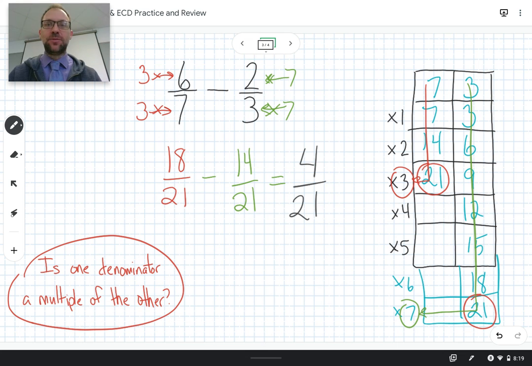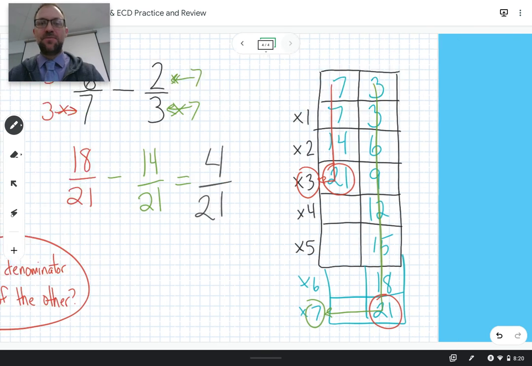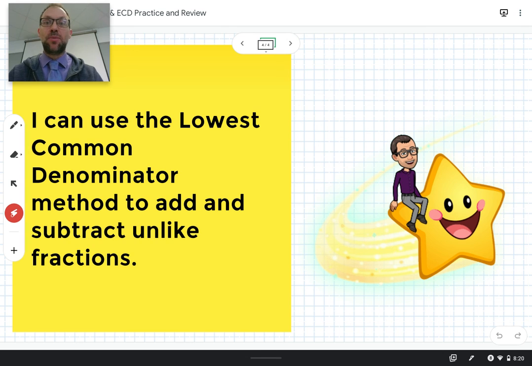And we've added and we've subtracted unlike fractions using the lowest common denominator method. All right, I'm going to work with you today if you need help. Otherwise, let's keep on practicing. Today's learning target was I can use the lowest common denominator method to add and subtract unlike fractions. Let's get to work.